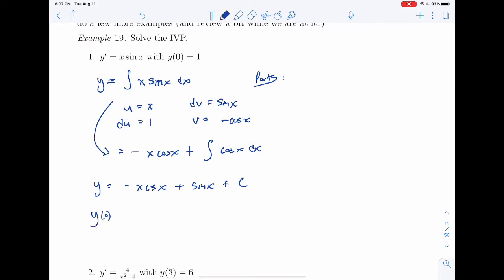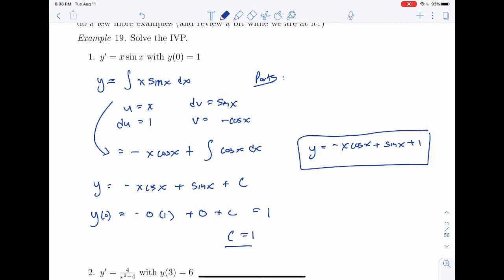So y of 0 is negative 0 times I don't care, plus sine of 0 is 0, plus c, and all of that is going to be 1. So that means that c is 1. All right, cos 0 is 1, so I'll put that there. Got my c value, and so the particular solution is y equals negative x cos x plus sine x plus 1. All right. So a little integration by parts review there.